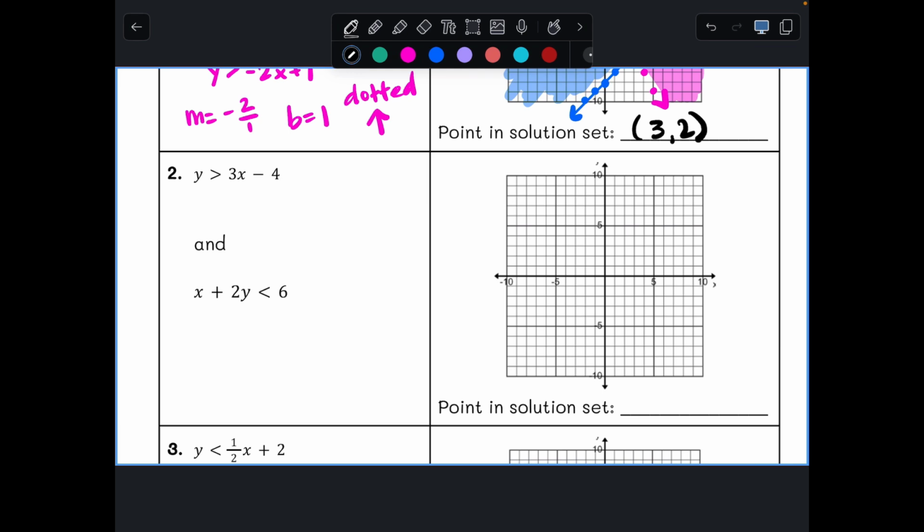Number 2, y is greater than 3x minus 4. So m is 3 over 1, and b is negative 4. This will be a dotted line, and we'll be shading up. So negative 4 on the y-axis, up 3, 1 to the right, all the way across the graph, and back in the other direction. This is a dotted line, so I'll just add some dashes in. And we are shading above the line.